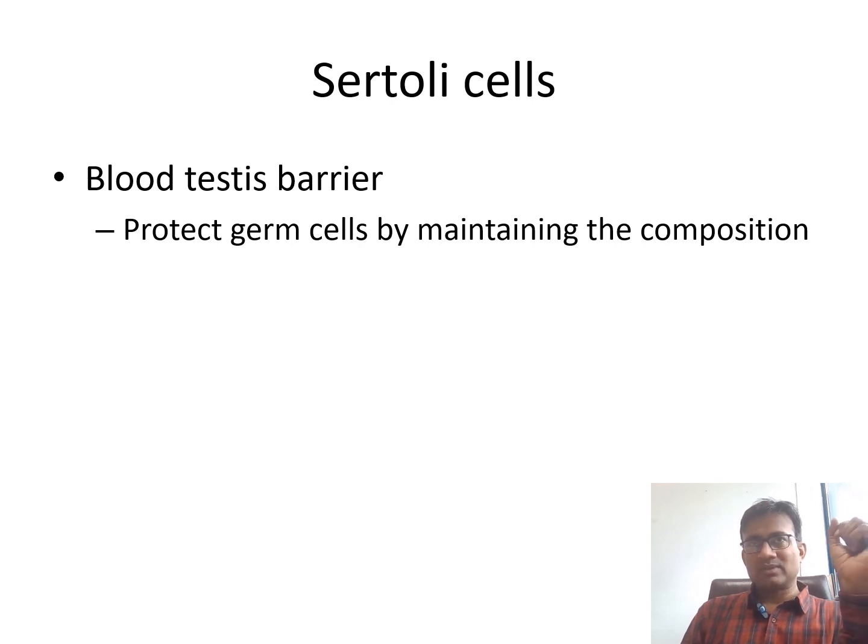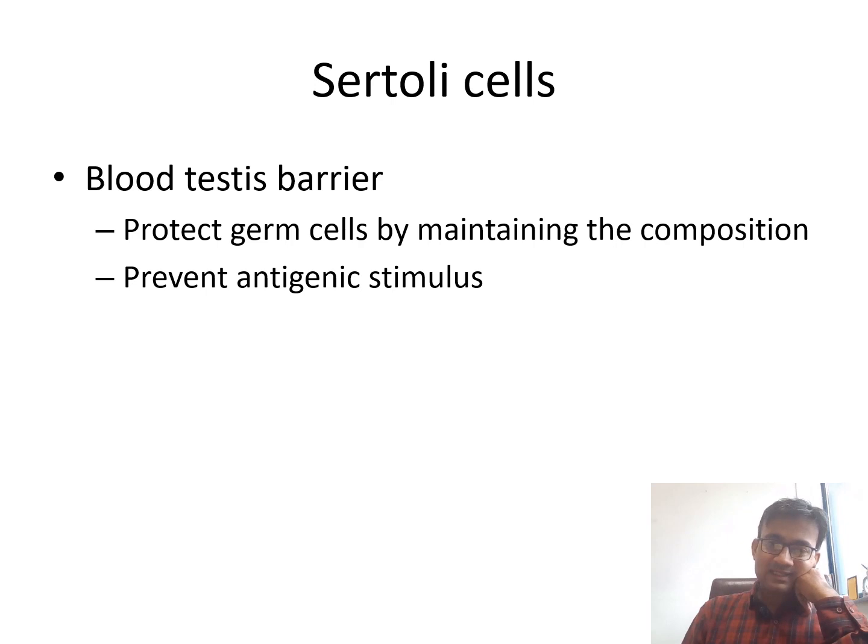Not only that, I have just shown you that Sertoli cell is helping in various germ cells. So when germ cells has to go to various stages, for example, spermatogonium, it has to go to primary spermatocyte. So in this case, this barrier, that tight junction will undergo dissolution and then it will proceed to next stage. In addition, it also is preventing antigenic stimulus.